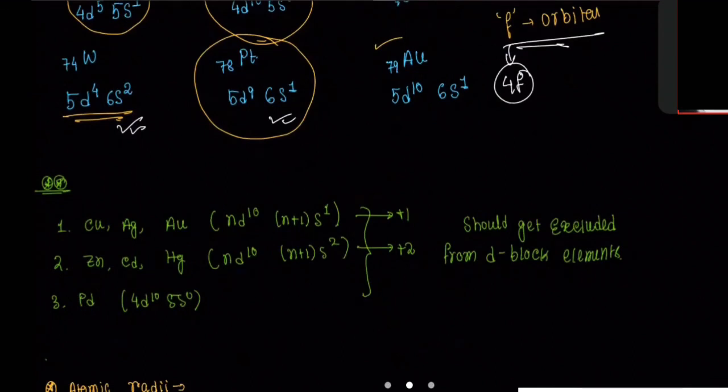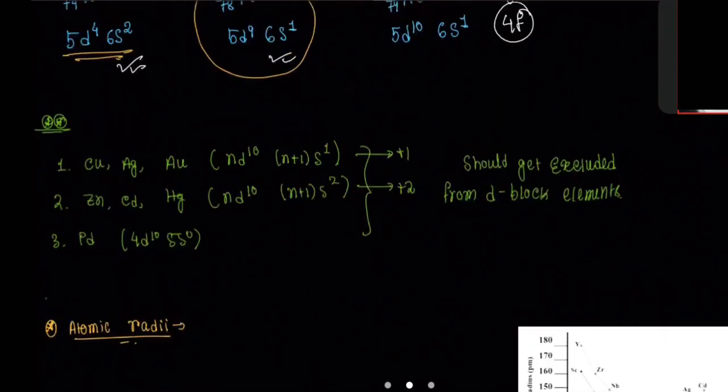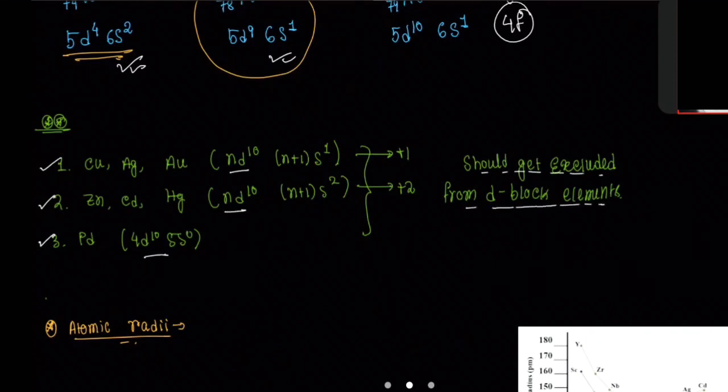Now coming to the next point, we have just discussed all these elements over here. They are showing nd10 and filled d orbitals, right? So they should be excluded from the transitional properties, but still they are transitional elements. They are kept in the d block because they show the same chemical properties.